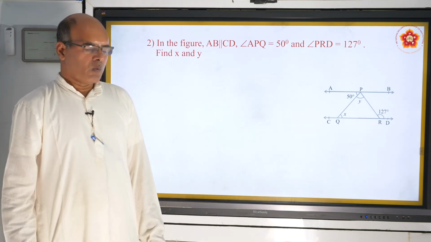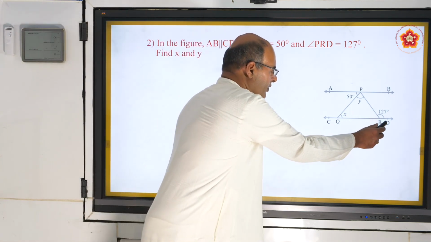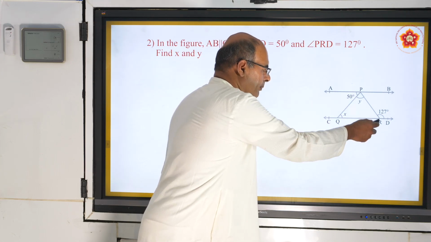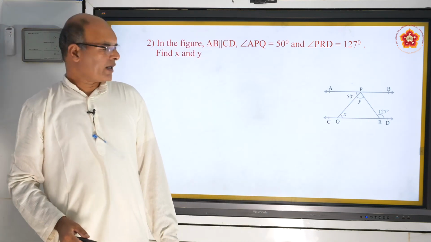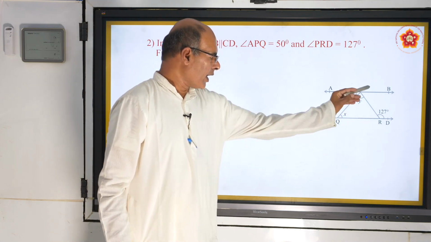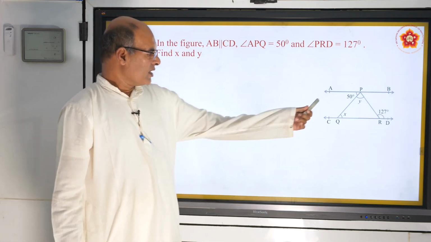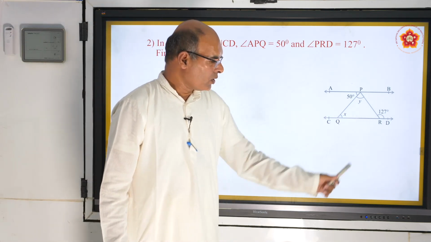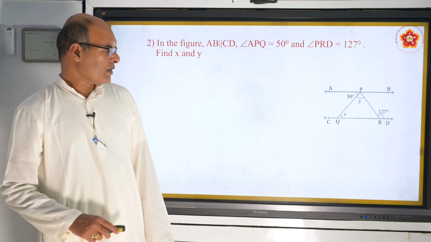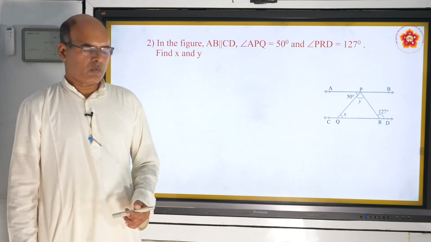Now to find out Y, we have two methods. We can take this 127 degree angle PRD is equal to angle APR. They are alternate angles. So take PR as transversal, AB and CD are parallel lines. Then this 50 plus Y is equal to 127 degree. So taking alternate angles, compare 127 degree with 50 plus Y. So we can find out Y.